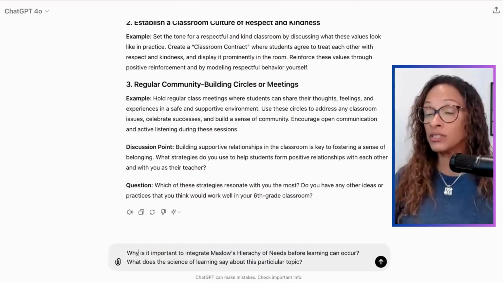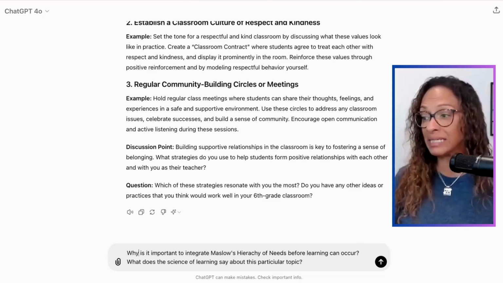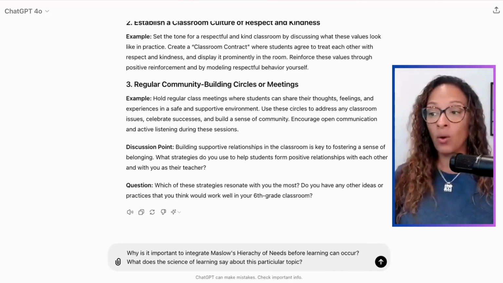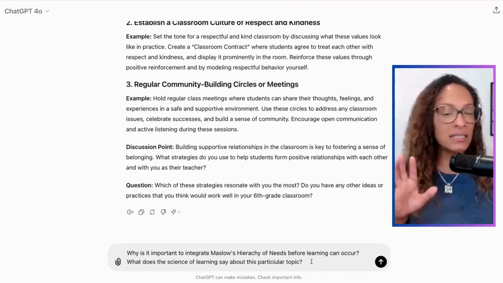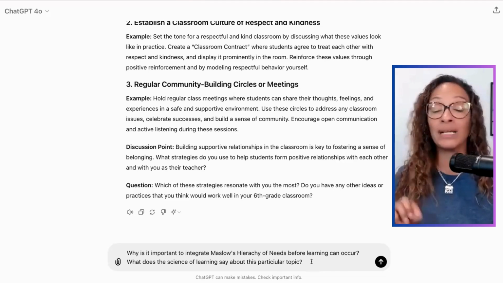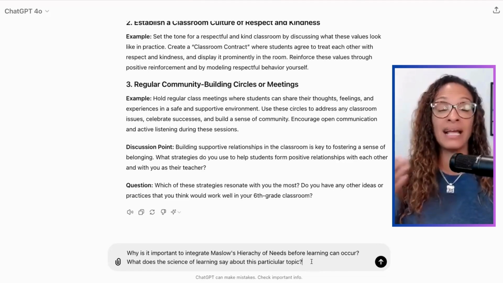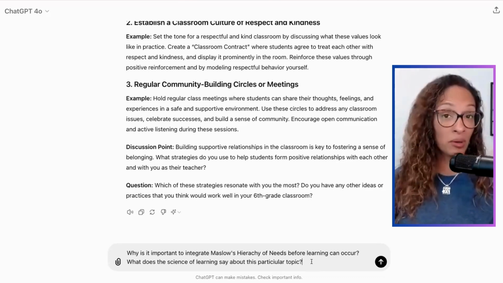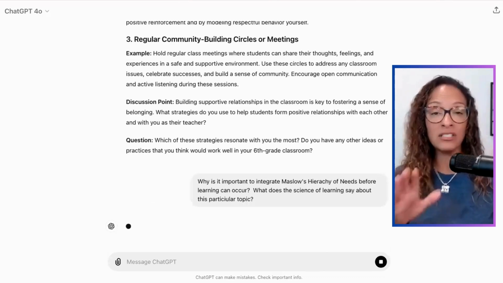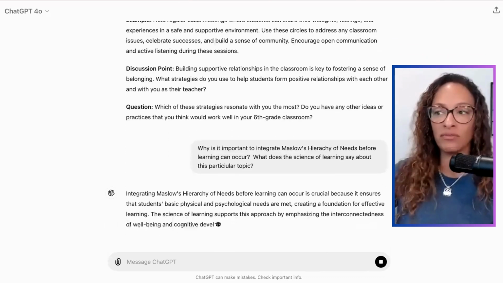I added two new questions to ChatGPT. Why is it important to integrate Maslow's hierarchy of needs before learning can occur? What does the science of learning say about this particular topic? It is going to spit out a lot of information. You can ask it to slow down if you want by saying, ask me what my beliefs are first, and then question me so that I can be a part of the conversation. You can do that. But in this situation, I just wanted it to spit out all this information.